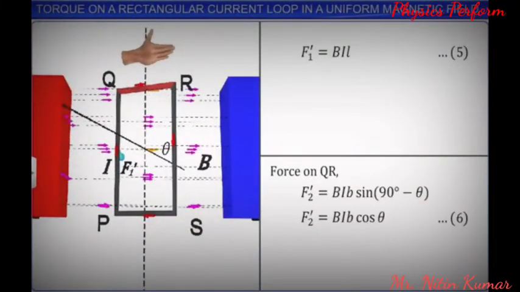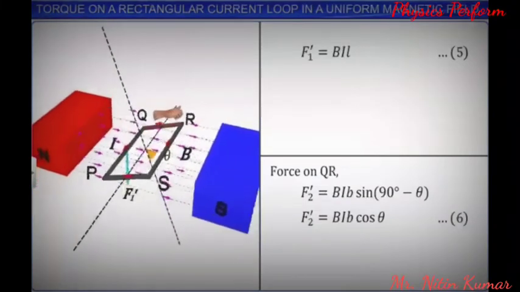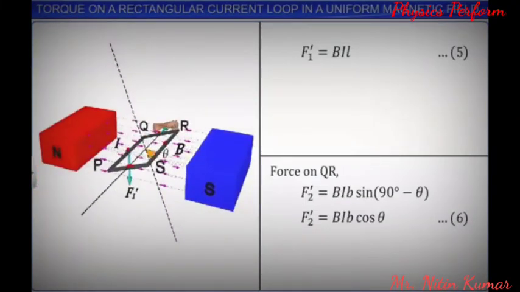When the four fingers of a stretched right hand curl from the direction of current in QR towards the direction of magnetic induction B, the thumb indicates the direction of the force on QR. Thus, the force F2 dash acts perpendicular to the plane containing I and B, outward of the loop along its axis of rotation.